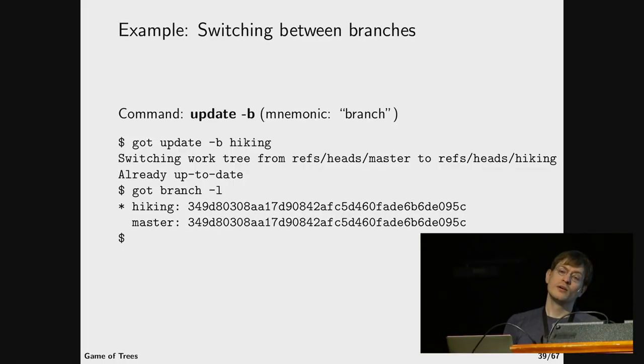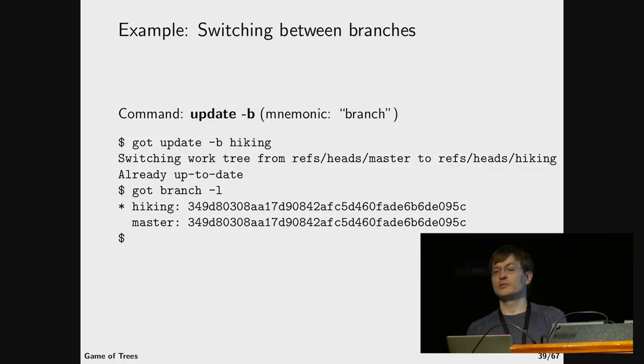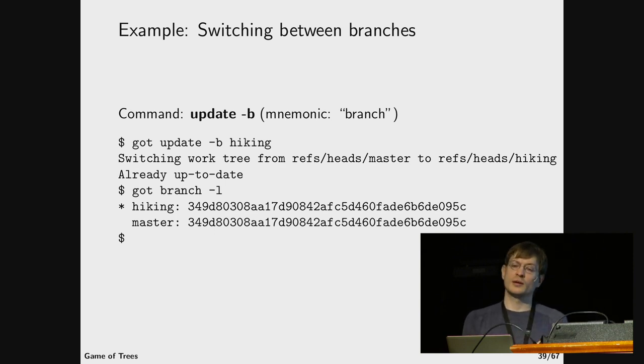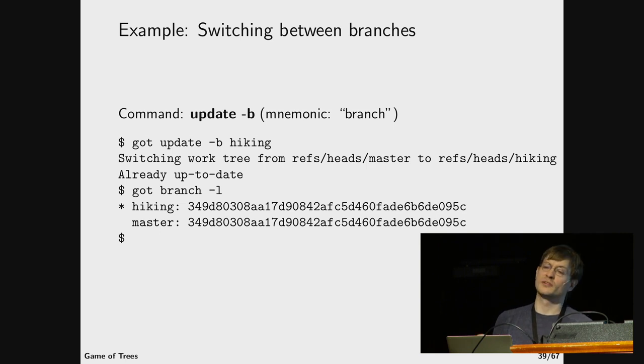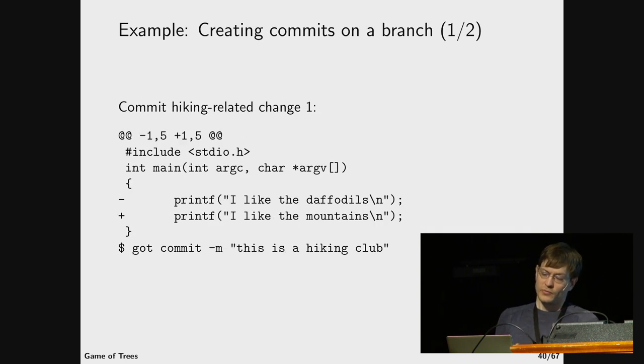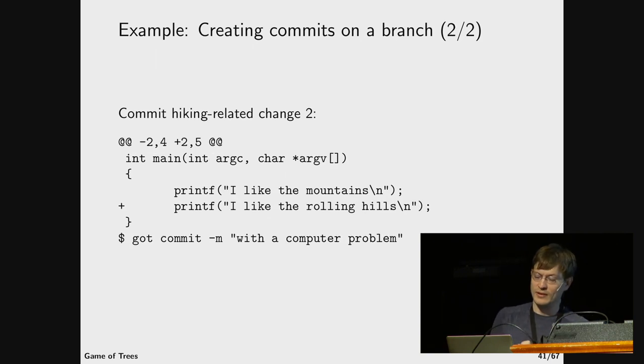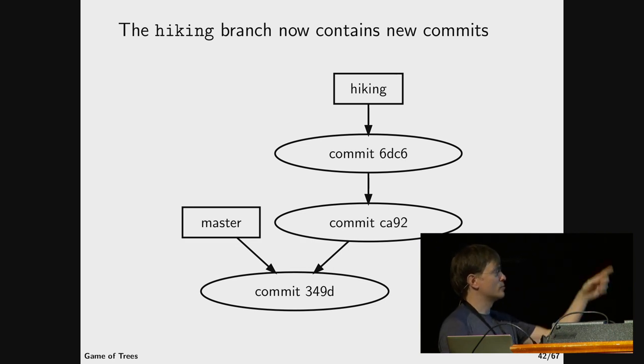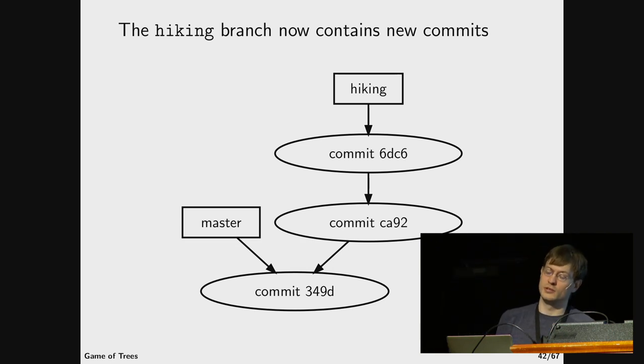To switch a work tree between branches, you use the update command with the -b flag. Normally, update would not allow you to switch branches. It would only move you up and down in the same branch. But with -b, you can say, yes, I want to change the branch. Please reassociate this work tree with a different one. And then nothing happens really because the hashes are the same for both of the branches, but the metadata has been updated. So now we commit two changes that are related to hiking somewhat, and we end up with a repository structure that looks like this. So hiking has moved up, and master is still at the old commit that we started at.